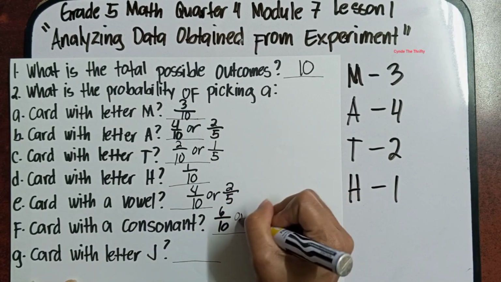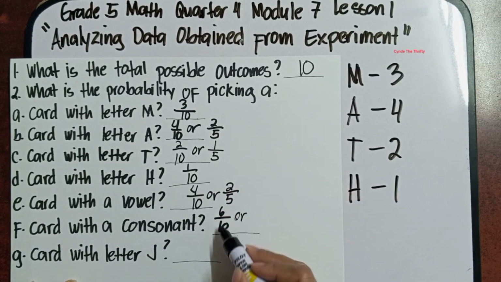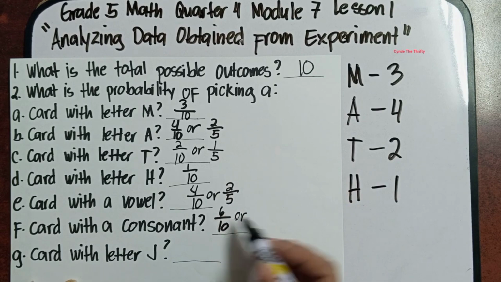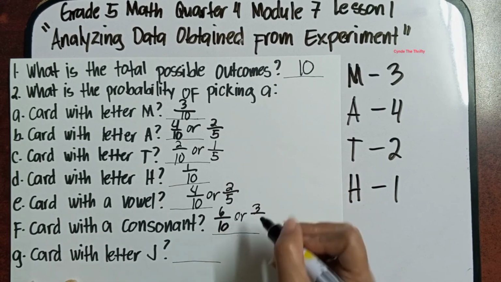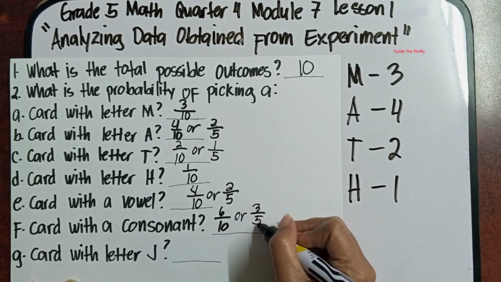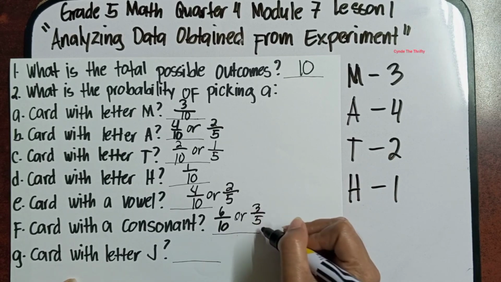Or, i-reduce natin siya into lowest term. So, pwede silang ma-divide sa 2. 6 divided by 2 is equal to 3 over 10 divided by 2 is equal to 5. So, 3 over 5 or 3 of 5.